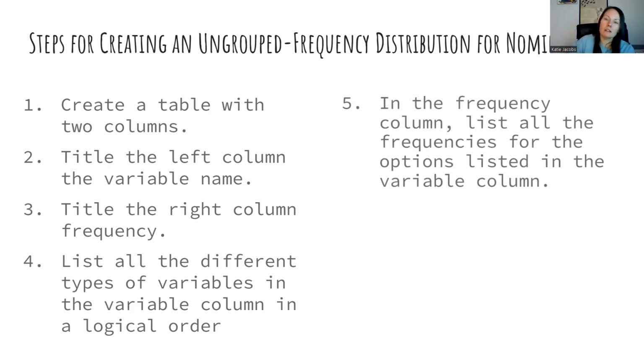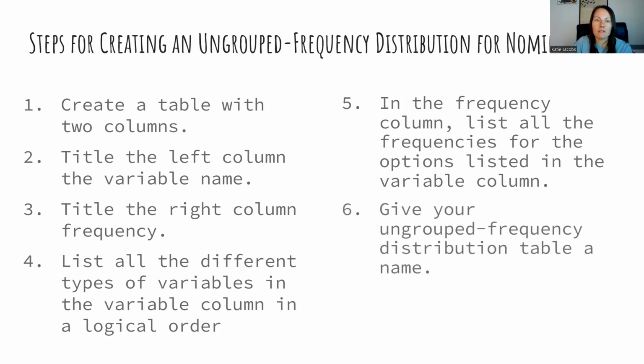So then in the frequency column, we just list all the frequencies for the options listed in the variable column. So if one person liked a Heath bar, we'd write 1. If nobody liked Paydays and that was an option, we'll just put 0 as the frequency because it was still part of our list. And then the very last thing that we'll do is we'll give our ungrouped frequency distribution table a name.